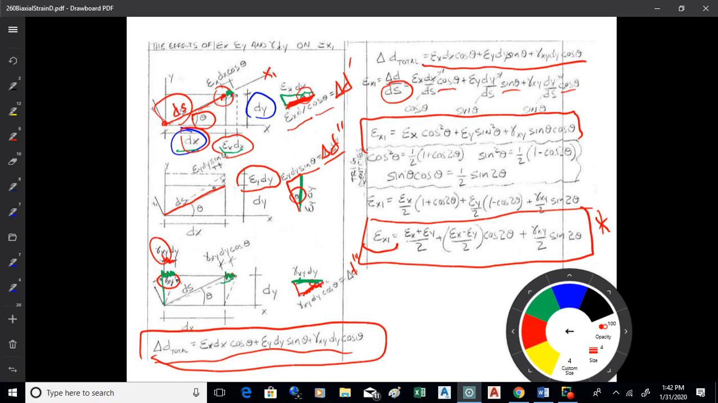Okay? And that's really what I want you to know. If you know epsilon x, epsilon y, and gamma xy, you can plug them into that formula and find the strain that would occur at any angle you want. That's equation 71. I'll also point out that it looks an awful lot like formula 25. So it's 71 on the back of your formula sheet. It's very similar to the stress biaxial equation, 25, with the one exception that we've got a 2 under the shear here. That's the only difference.